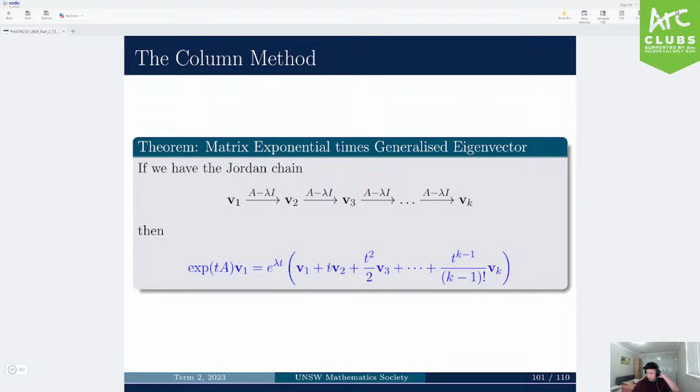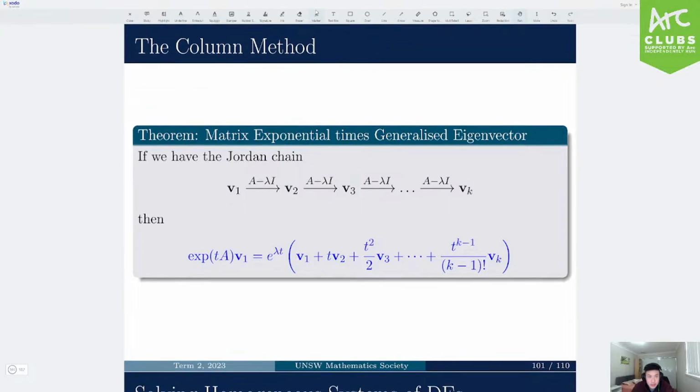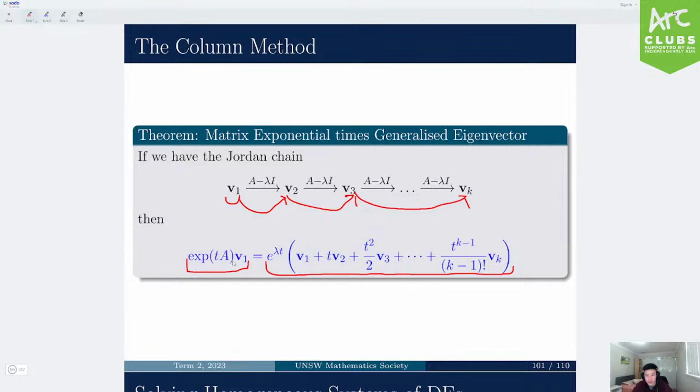Now, this brings us on to the next theorem, called the column method. So if we have a Jordan chain, we're starting off with V1, and we chain it down to V2, chain it down to V3, and it keeps going until we chain it down to Vk. Then if we have exponential of tA and we multiply that by V1, we actually can write it in this form over here. And that's to emphasize if we chain this down one more time, so A minus lambda I, that brings us onto the zero vector.